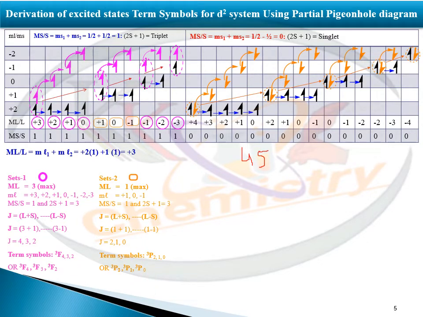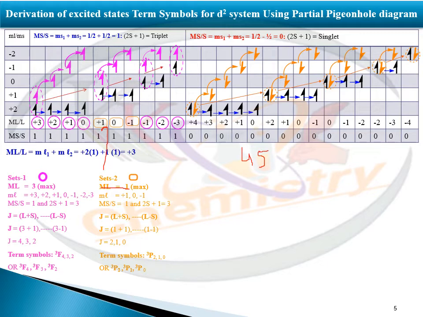The second set is where L is equal to 1. Plus 1, 0, minus 1. The first case it was plus 3, plus 2, plus 1, 0, minus 1, minus 2, minus 3. In the second case, it is starting from plus 1 up to minus 1. The ML value will be plus 1.